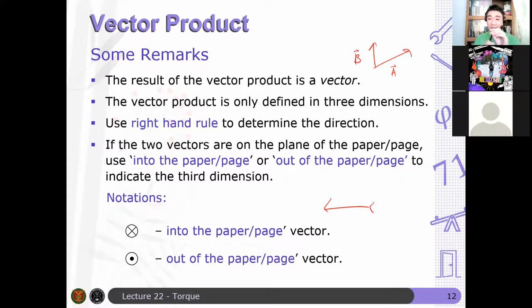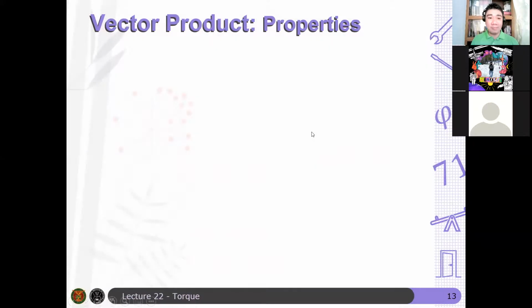Yung into the paper naman, pag nakabaliktad yung arrow, ano nakikita mo? Yung tail ng arrow, di ba? Kung nakita mo yung tail ng arrow, mukha siyang cross. Kaya may into the paper na ganyan yung notation. Clear ba? Questions? May questions ba dito? None. Okay. So, some other properties.